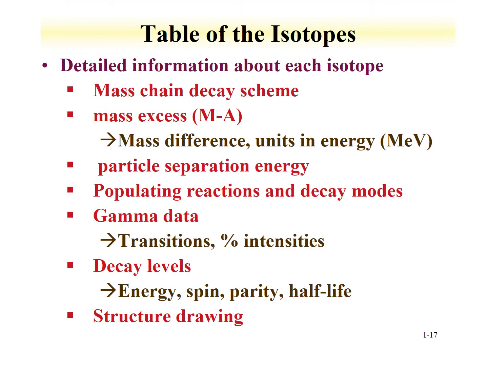The table of the isotopes is another compendium of data that's used in the course, and it contains much more detailed information on each isotope. There's decay schemes, mass excesses, particle separation energy, population reactions, gamma transition energies and their intensities, decay levels, and a drawing of the structure. Right now, this is just an introduction to this information. Later in the course, we'll go over this information in much more detail.